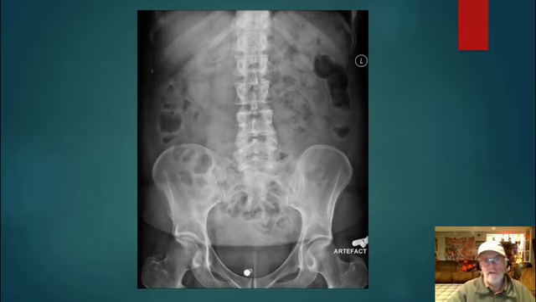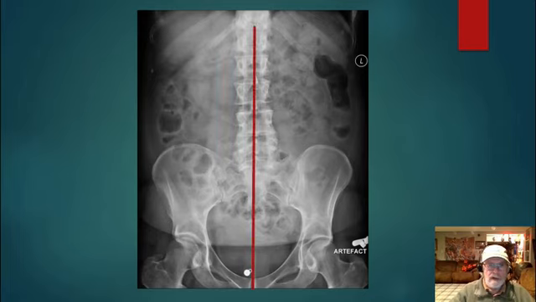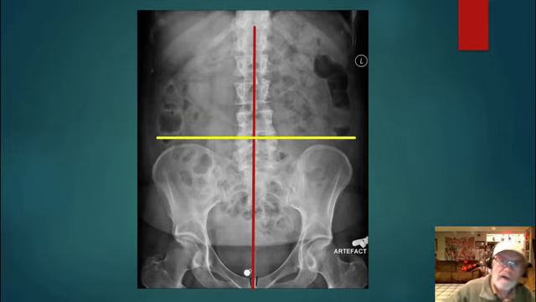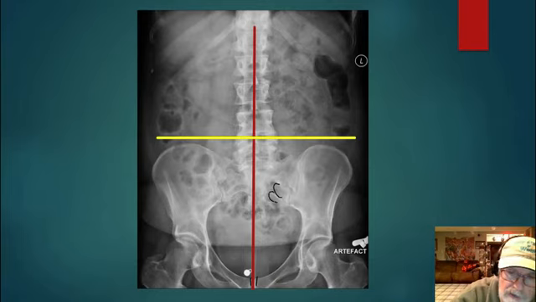Let's look at a radiograph, and let's take this abdomen. This is called a flat plate of the abdomen. Let's divide this. There's my vertical line from the xiphoid through the umbilicus to the pubic symphysis, and there's my horizontal line. If I look at all these little areas, you know what those are?